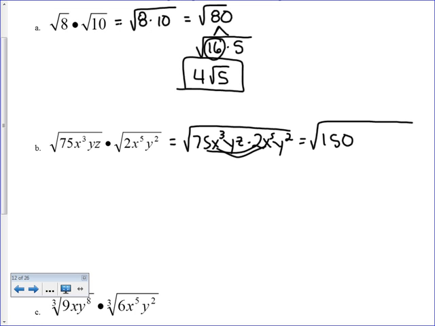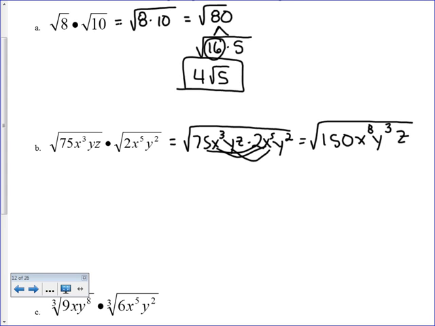How about x to the 3rd times x to the 5th? X to what power? 8th, yep, add those together. Y times y squared gives me y to the 3rd. And then I have z left over. So that's step 1, multiply.